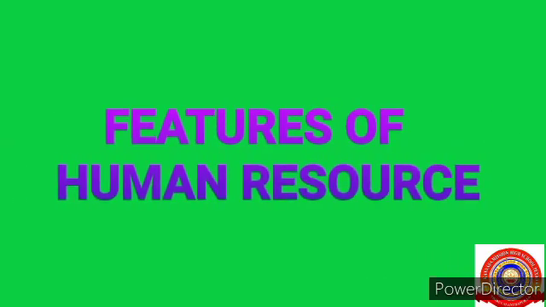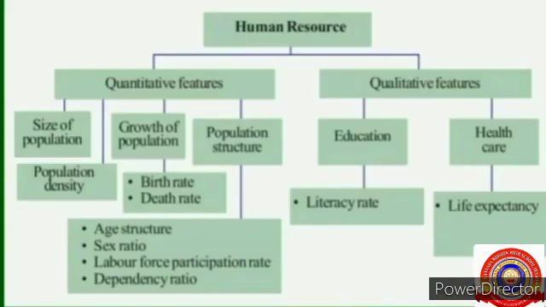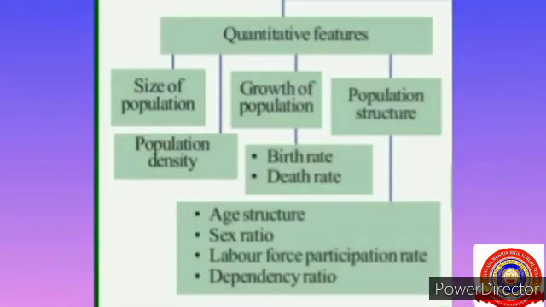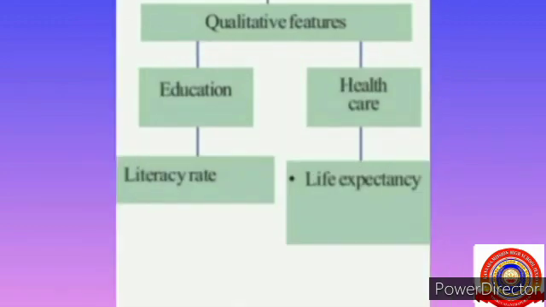Let's learn about the features of human resource. Observe the flowchart carefully. From this chart, we can understand that human resources have two features. They are quantitative features and qualitative features, right? Quantitative features include aspects like size of population, population density, growth of population and population structure. But in qualitative features of human resource, there are two factors, education and healthcare.